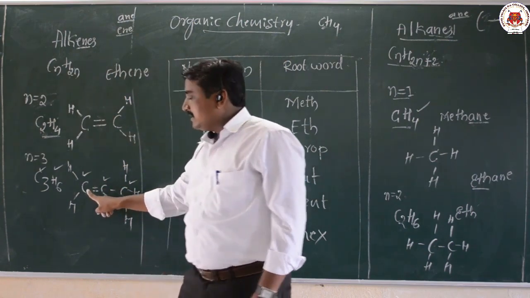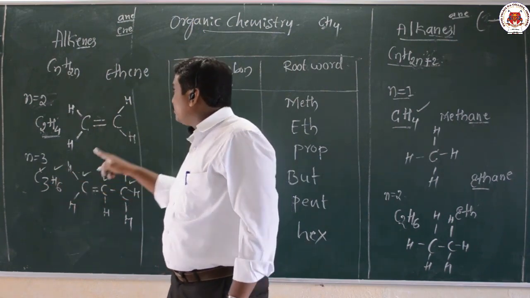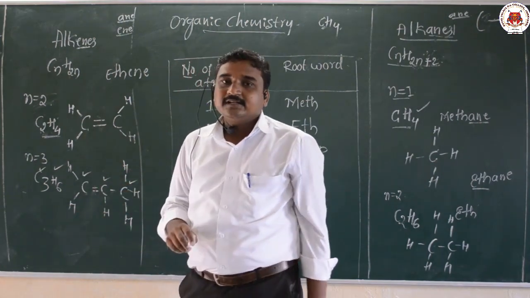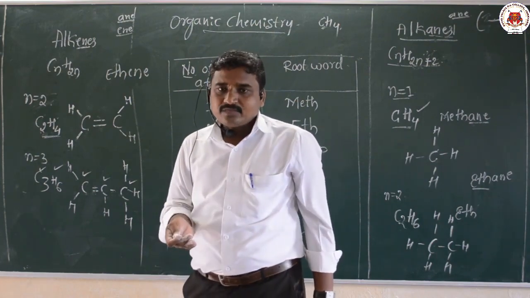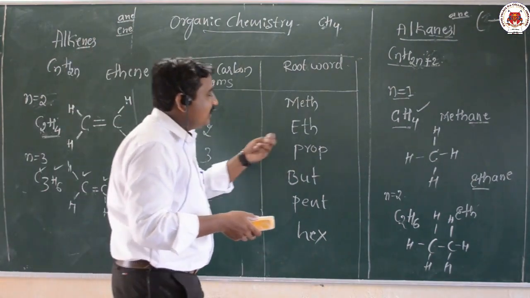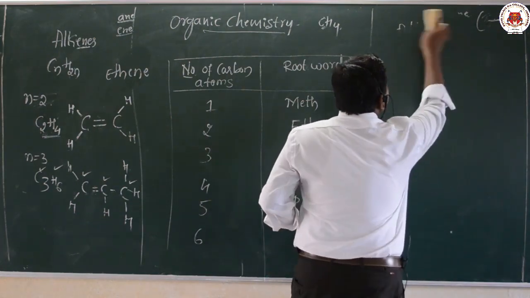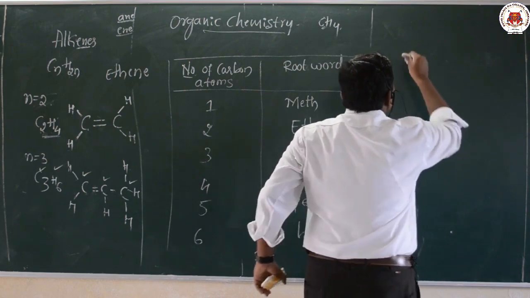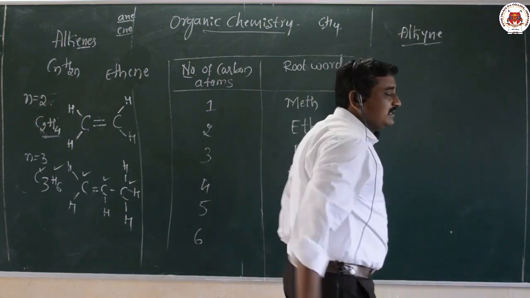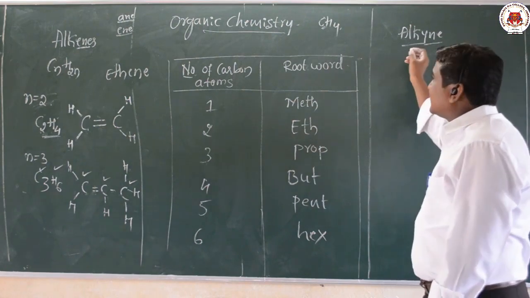Similarly, there is a presence of 3 carbon atoms, so the root word becomes prop, and there is a presence of a double bond, so it becomes propene. So this is all about alkenes. Let us go for the last one, that is alkynes. The ending "yne" indicates alkynes. So alkynes, this "yne", indicates a compound consisting of a triple bond. Now I will write the general formula for this.